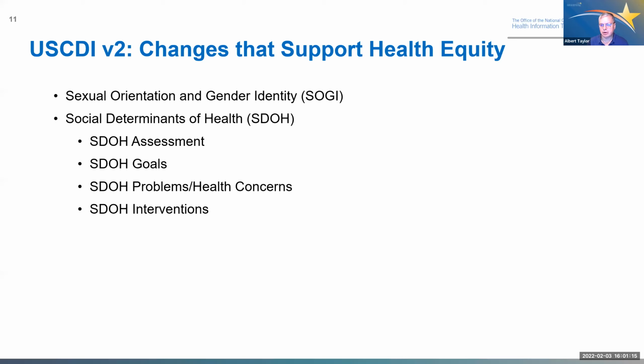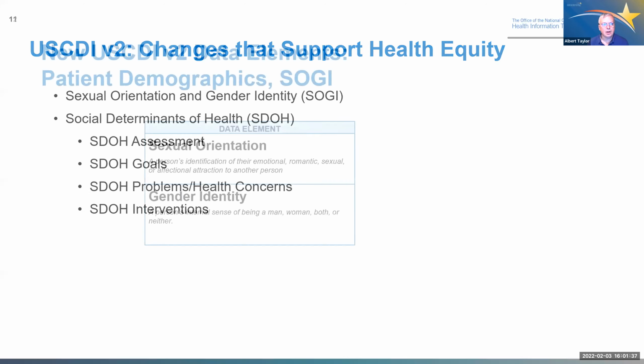One is sexual orientation and gender identity, the 2 patient demographics data elements, and the other is 4 data elements associated with social determinants of health. We feel like that was a good start in addressing health equity, recognizing the importance of both of these groups of data in that area.